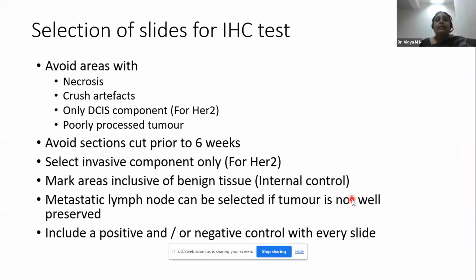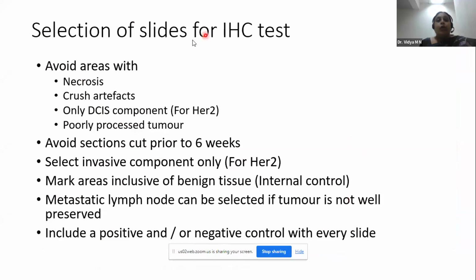How do you select your slides for IHC test? Once the slides are out, you have seen the histomorphology. For example, you know that it is an invasive carcinoma. So how do you select? You may have done about 20-30 blocks of your tumor case, right? In this, the appropriate block also needs to go for IHC test.